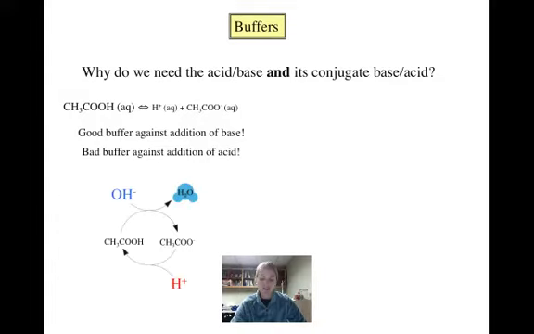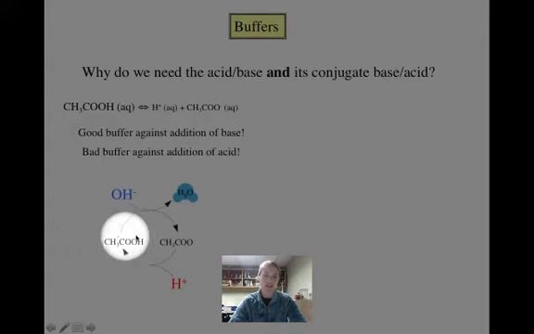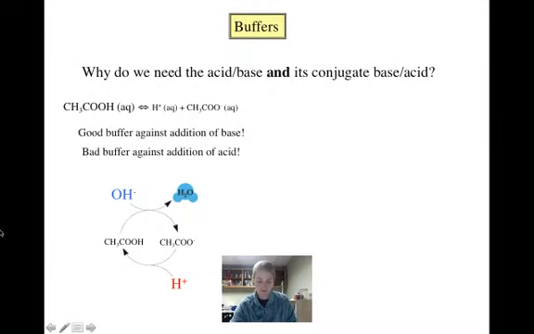If the buffer system consisted of equal amounts of the acetic acid and the conjugate base, the acetate ion, as seen in the middle of the diagram, the addition of acid would be buffered against, as the H+ would combine with the acetate ion in order to form acetic acid, and the addition of base would be buffered against, as the OH- would combine with the H+ from the dissociated acetic acid in order to form water.